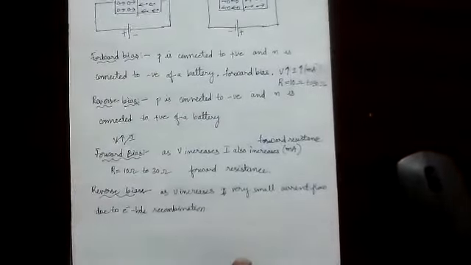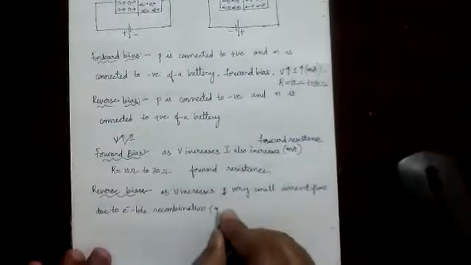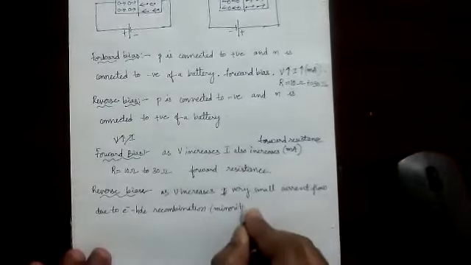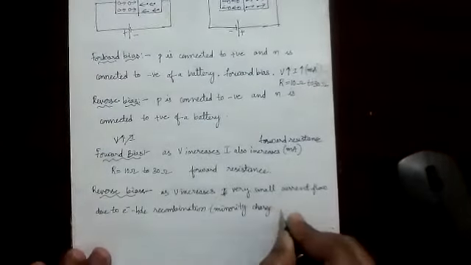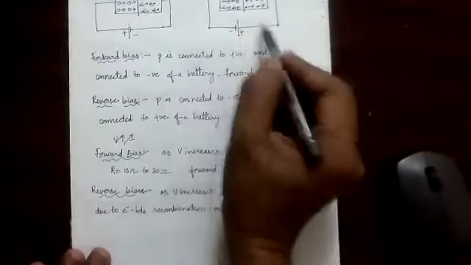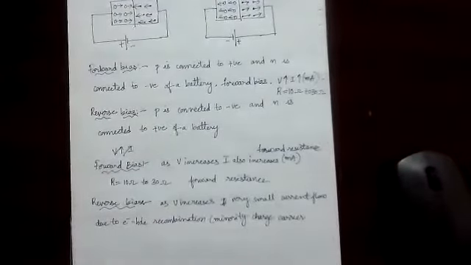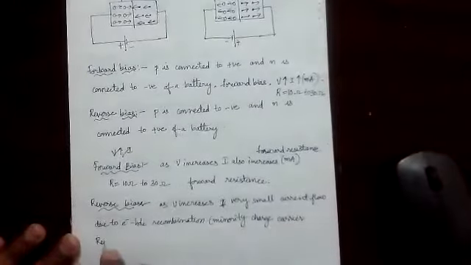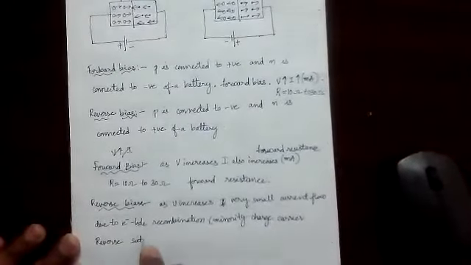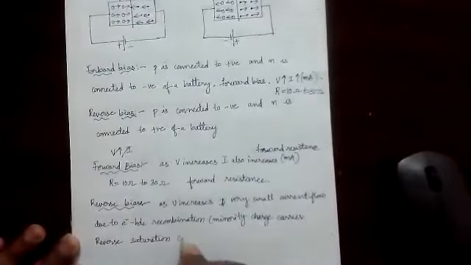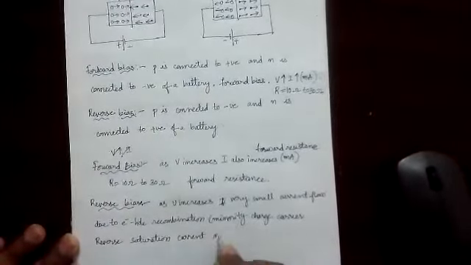Now, a small current also flows due to the minority charge carriers. Electrons are not able to move through this barrier. Now, this current is known as reverse saturation current or leakage current.